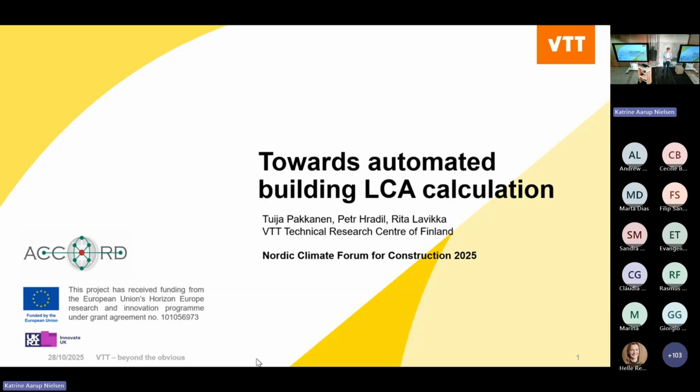I'm working in a technical research center of Finland. My name is Tuija Pakkanen, and I work as a lead in sustainable built environment. And I want to remind you that I'm representing 2,500 of smarter people than I am. So I'm the dumbest person in that office. But I want to remind you that our research institution has been doing research on LCA for 15 years. We have been doing that for a long time, and we want to share some ideas behind it.